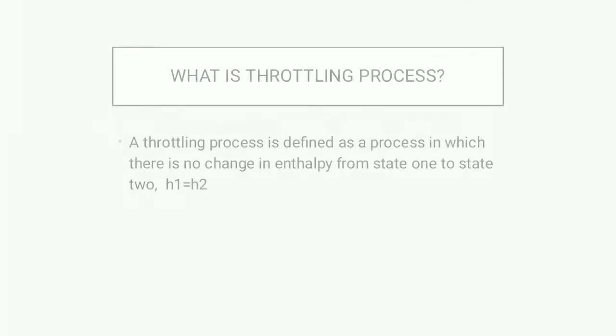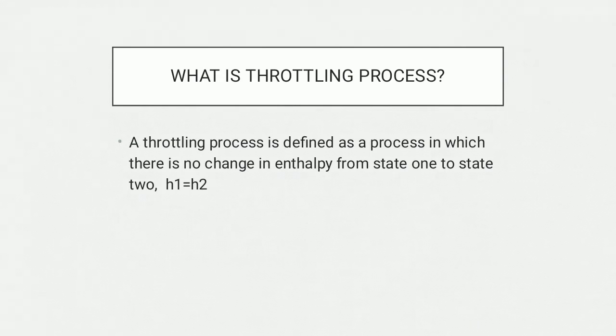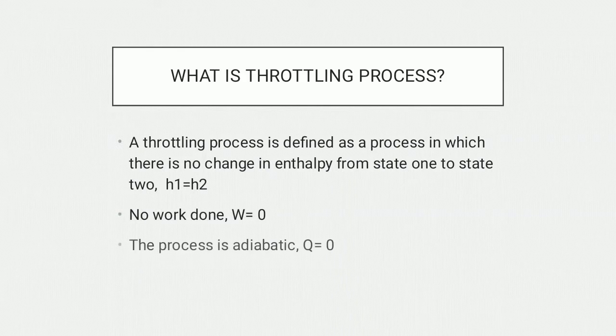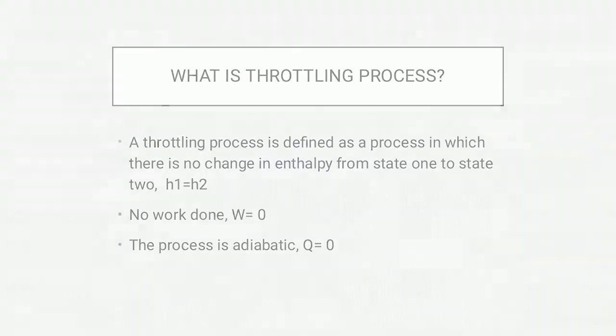What is a throttling process? A throttling process is defined as a process in which there is no change in enthalpy from state 1 to state 2, which means there's no work done. And the process is adiabatic, that is, the amount of heat transferred is equal to zero.